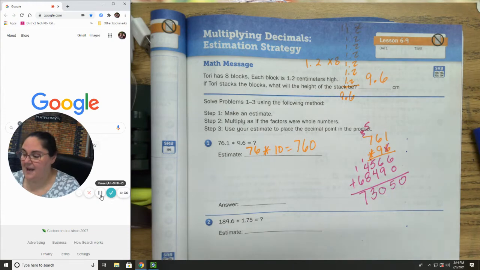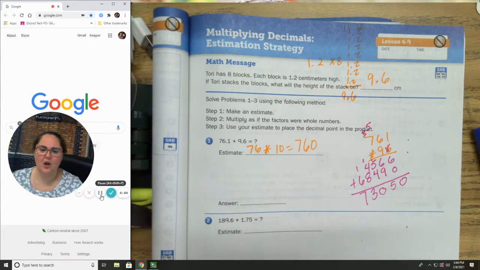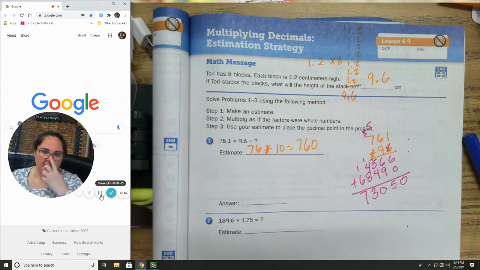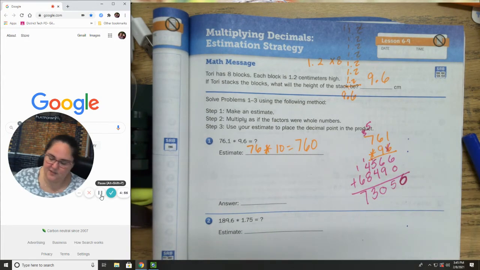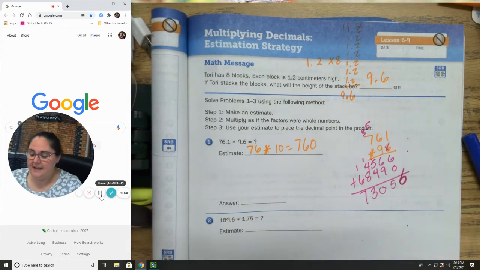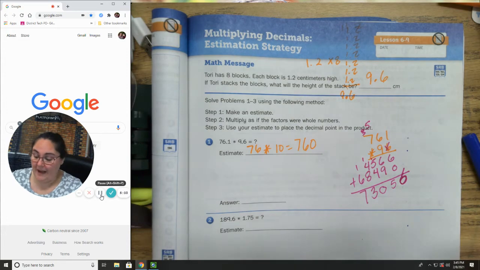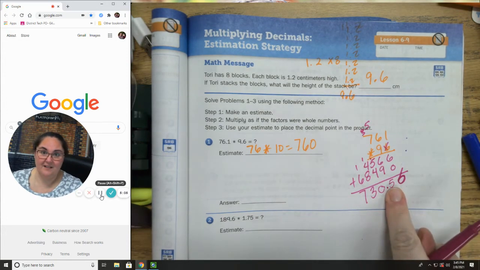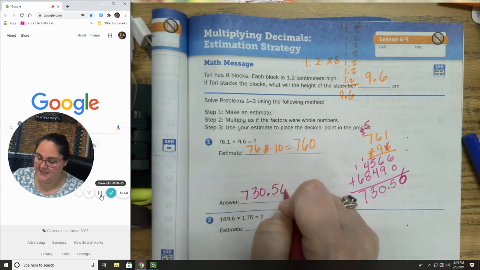There we go. Now we need to look at this answer and figure out which number is close to my final answer. Where would I put my decimal to make it close to my estimate? All right, and actually this should be a 6 because 6 plus 0 is 6. So I'm going to make sure that that's corrected for you. Now, in order to fix my decimal, it should be close to 760. So that means my decimal should go right here. So my final answer should be 730 and 56 hundredths.